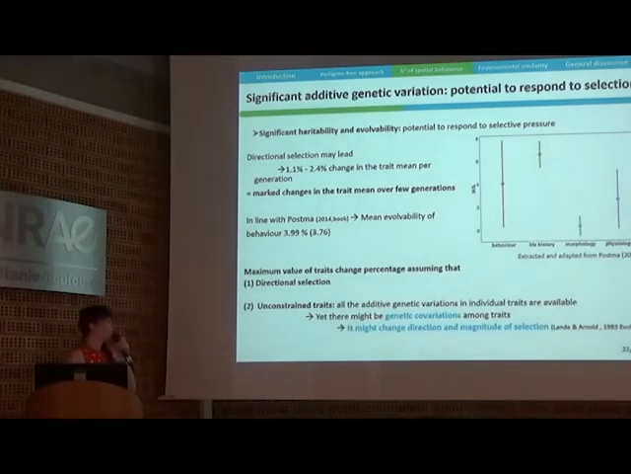Yet, to make those predictions, we've made two assumptions. The first assumption is that we suppose that there is directional selection in our population. And the second assumption is that we suppose that the traits are not constrained, which means that we suppose that there is no genetic correlation among traits, because we know that genetic correlation can change the direction and magnitude of selection.